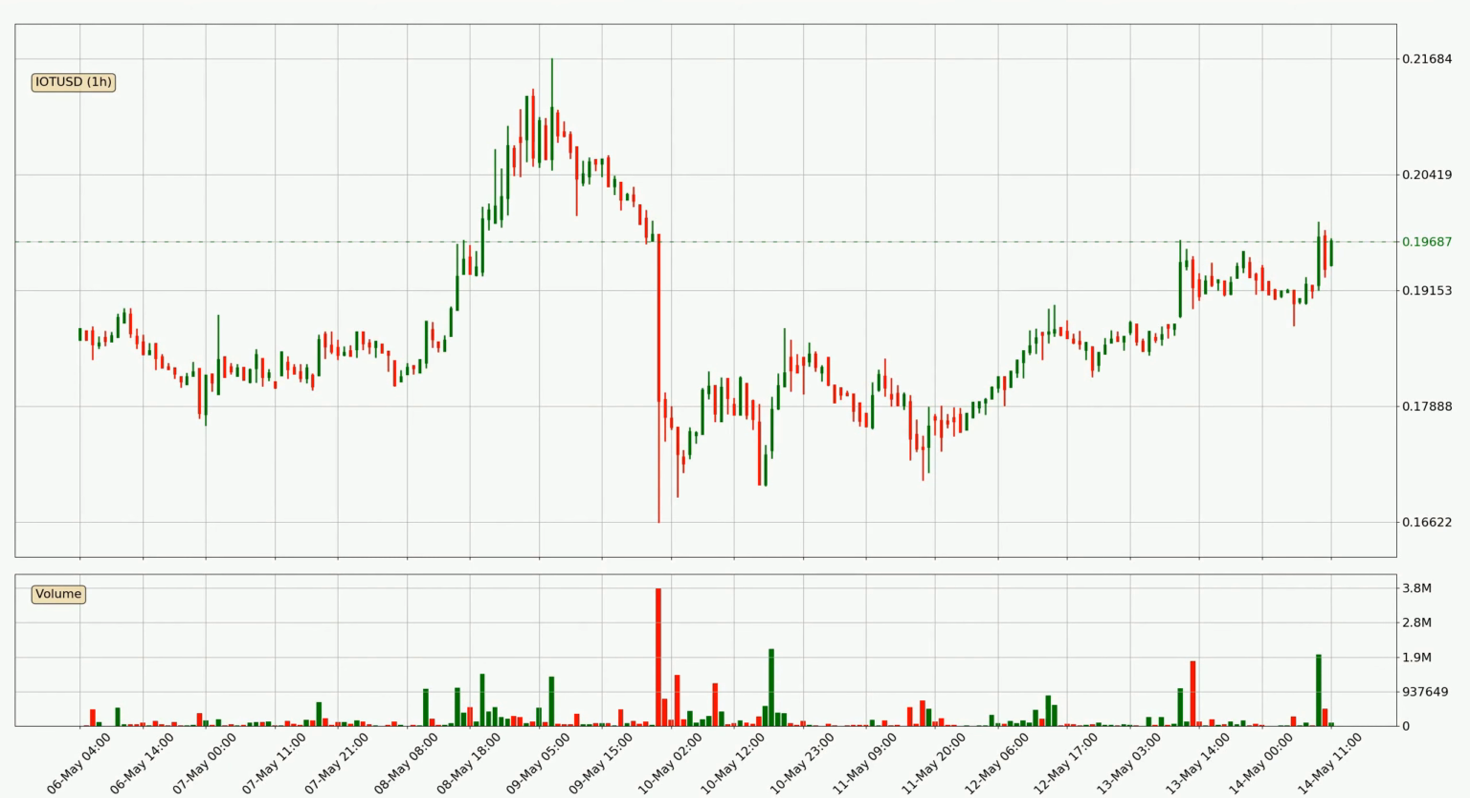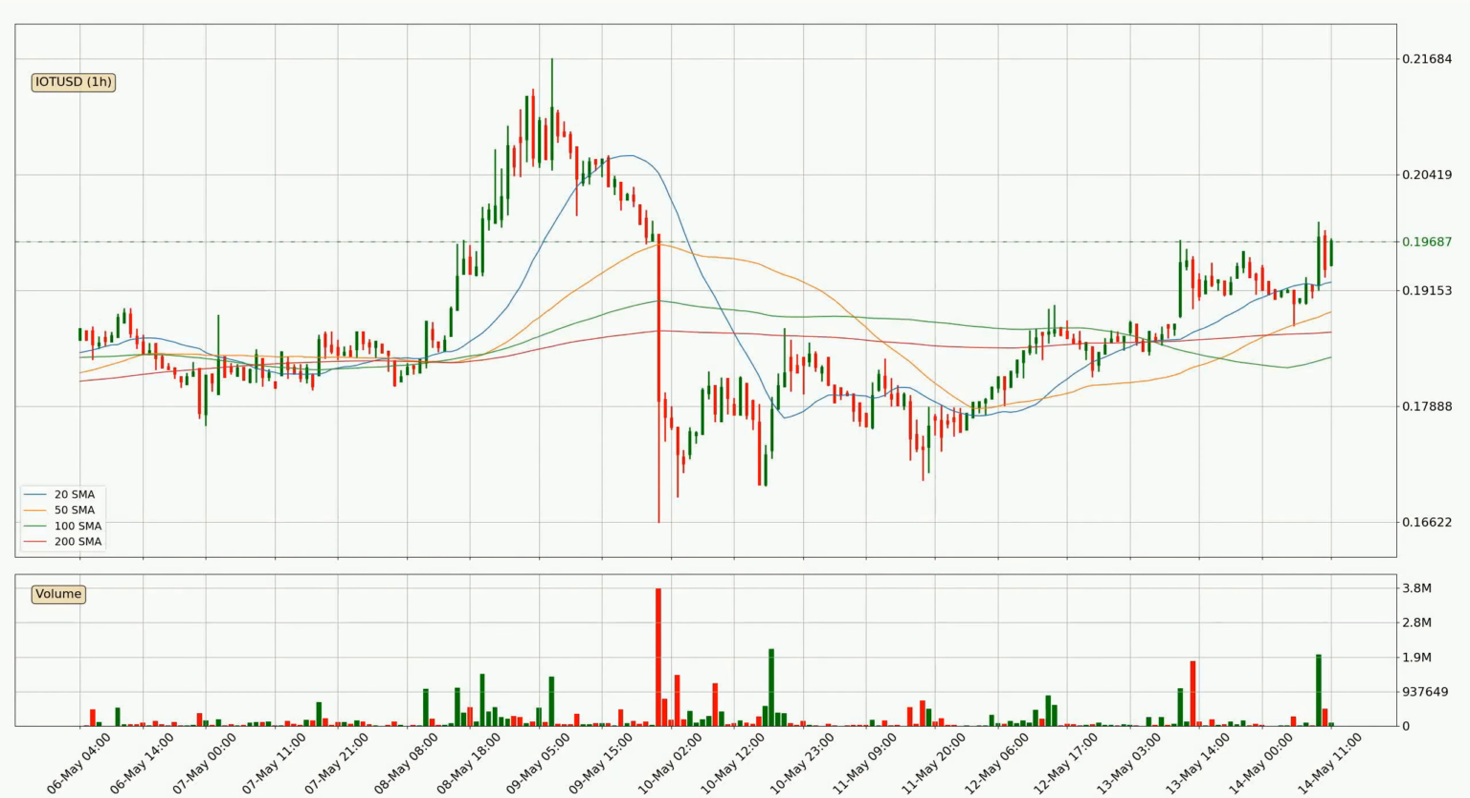If we look at the hourly time frame for IOTA, the price went up only slightly with around 1.2% in the last 24 hours, with a current price of 19.7 cents. Moving to the hourly simple moving averages, for this time interval, the current price is above all of the simple moving averages, which looks bullish, and you should watch if the closest SMA, the 20 SMA, could remain stable or the price will dip below it with the current price of around 19.2 cents.